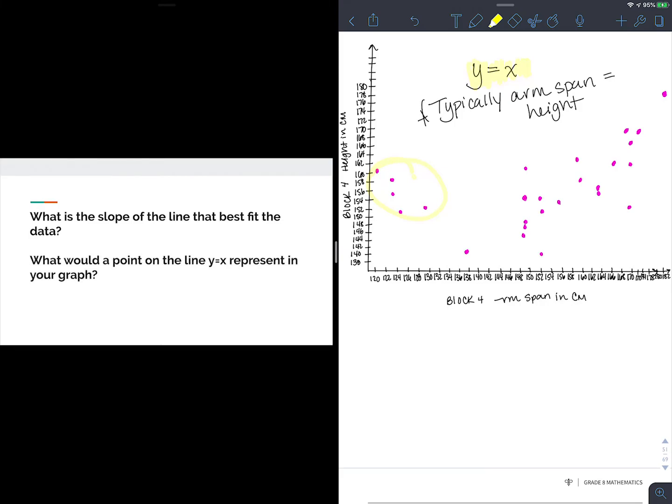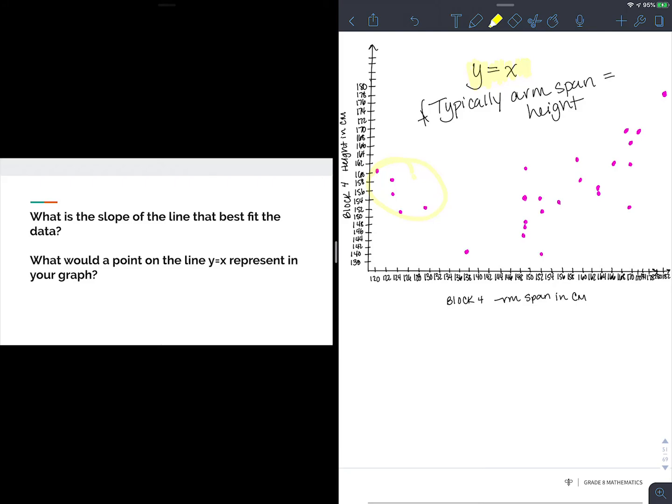What would a point on the line y equals x represent in our graph? Well, it's going to represent a person whose arm span and height are identical. It doesn't matter which way the axes are drawn for this line. So if you maybe had them reversed, that's fine. But typically, we should see that they're pretty close to being the same.